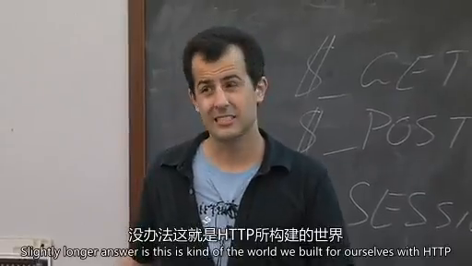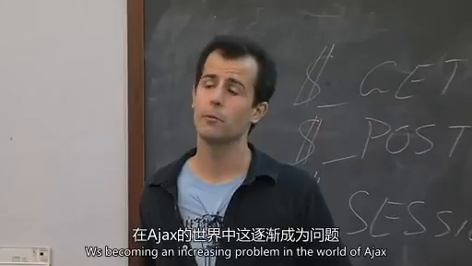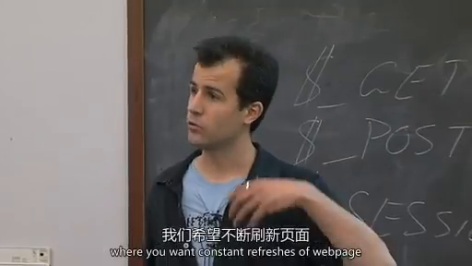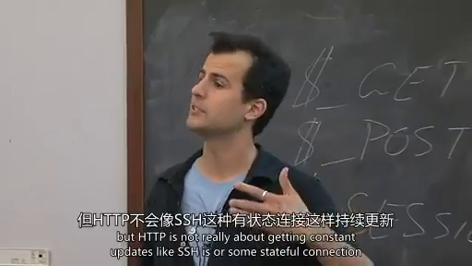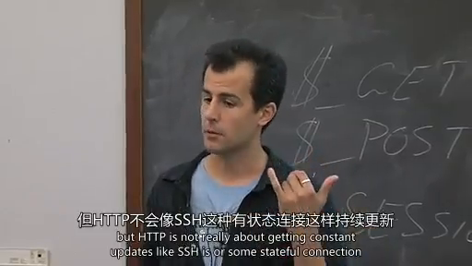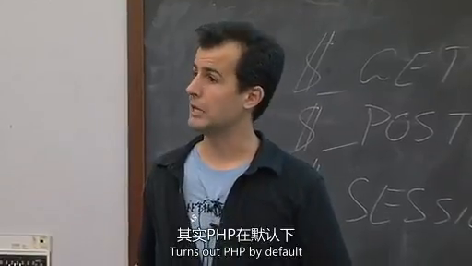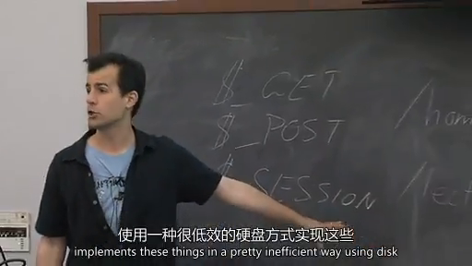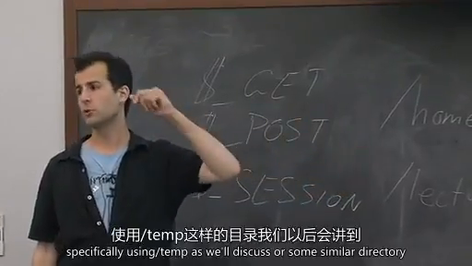Slightly longer answer is this is kind of the world we built for ourselves with HTTP. It's becoming an increasing problem in the world of AJAX where you want constant refreshes of a web page, but HTTP is not really about getting constant updates like SSH is or some stateful connection. Turns out PHP by default implements these things in a pretty inefficient way using disk, specifically using /tmp, as we'll discuss, or some similar directory.